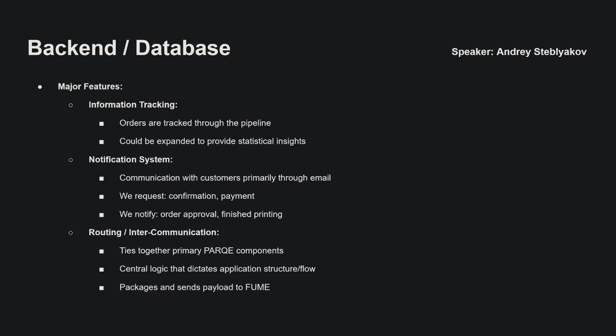The backend serves 2 fronts, the staff side and the buyer side. The buyer side takes orders, and the staff side oversees the orders traveling through the pipeline. After payment is confirmed, the order leaves PARQE and enters Fume via an HTTP post request. Once the print is finished, Fume notifies PARQE.